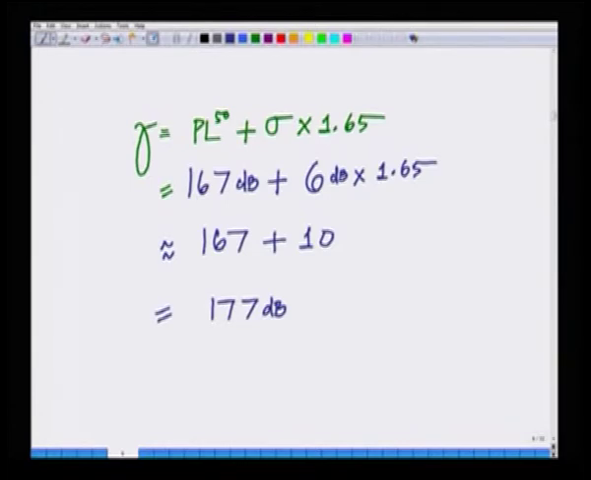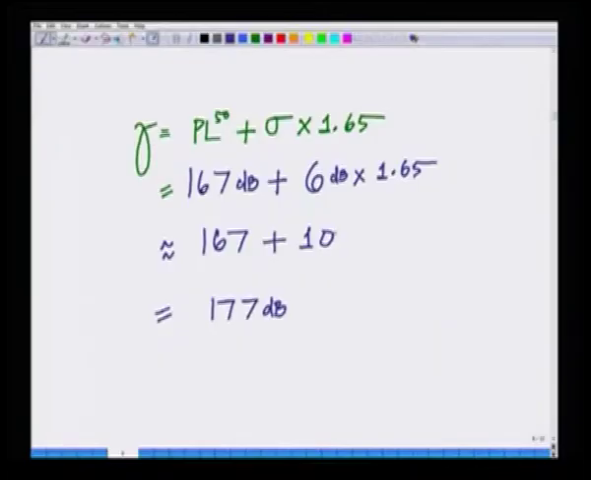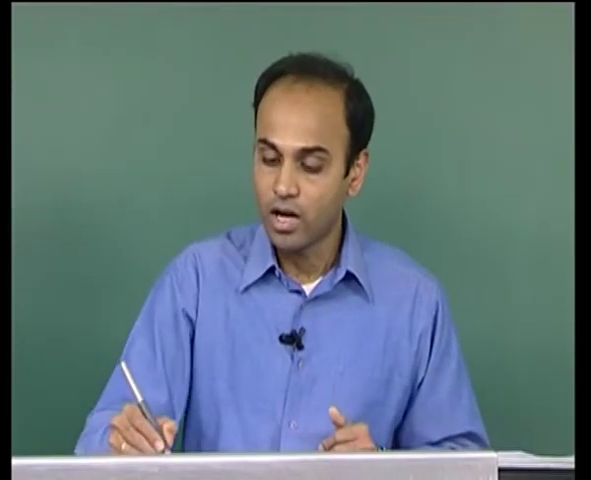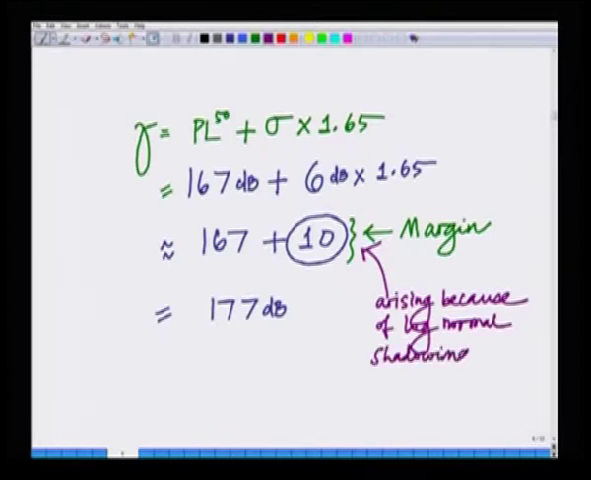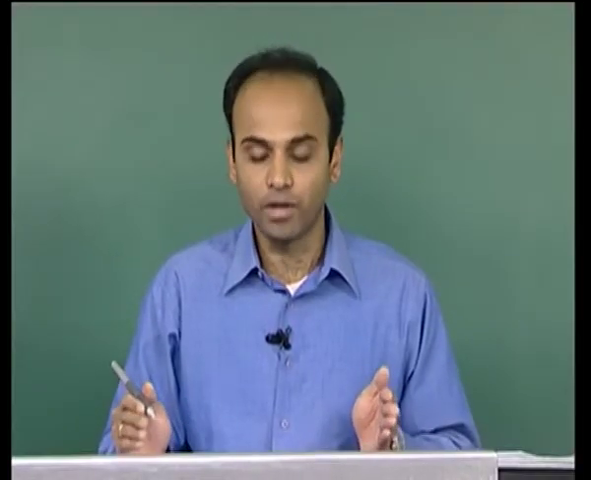That is, if you want to account for your path loss such that the path loss is greater than this threshold only at 5% of the locations, then you have to transmit an additional 10 dB of power. This is termed the margin, where this margin is essentially arising because of the random shadowing factors, in fact because of the log normal shadowing in the system. Hence, now we can claim that the path loss is greater than 177 dB only 5% of the time.